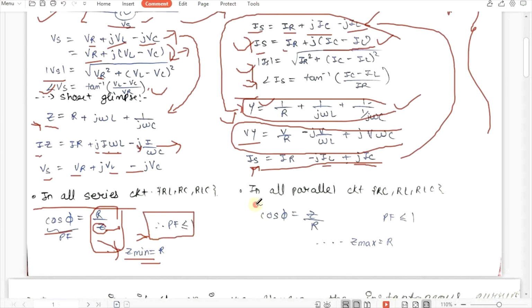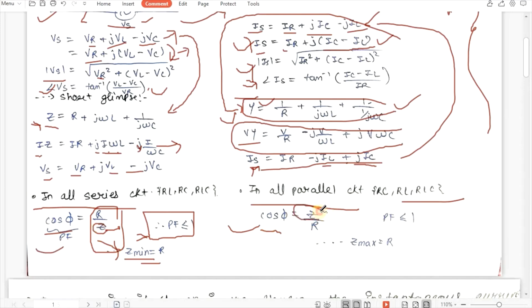Now for a parallel circuit like parallel RC, parallel RL, or parallel RLC circuit, power factor is given by cos phi, which equals Z by R. So note one thing: for a parallel circuit, this power factor is given by Z by R. For a series circuit, it was R by Z.